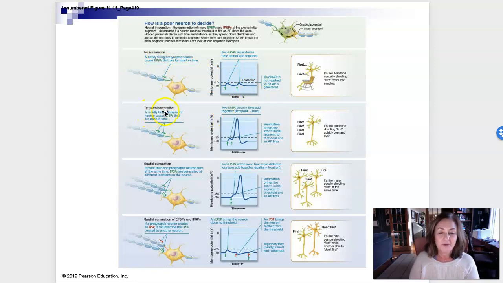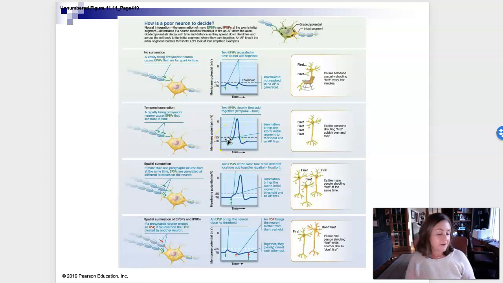But here, temporal summation. Temporal means time. So if the neuron receives, let's say, 2 excitatory postsynaptic potentials closer together in time, so do you see how the green arrows are far apart here? Here we're moving those green arrows closer together, so it's possible when you get that depolarization that you can piggyback another depolarization and that is going to reach threshold. Okay, that's what's known as temporal summation, or adding up things over a short succession of time.